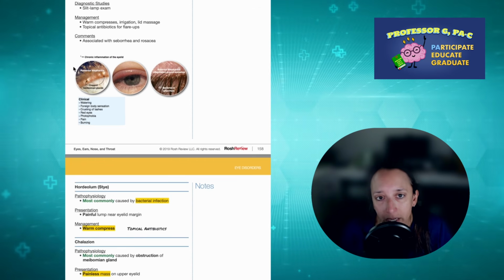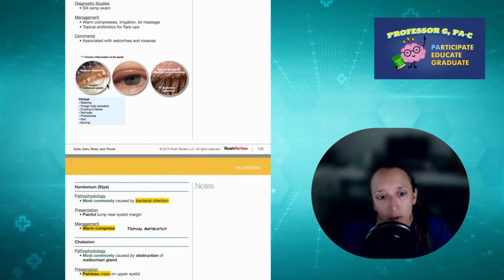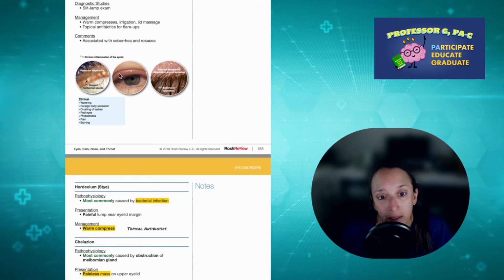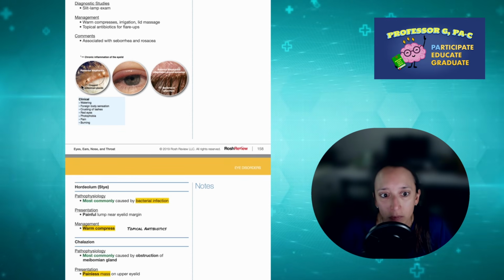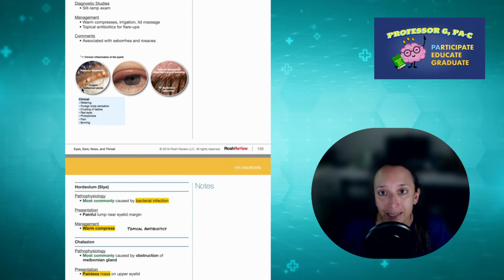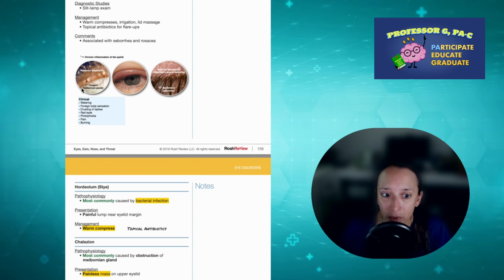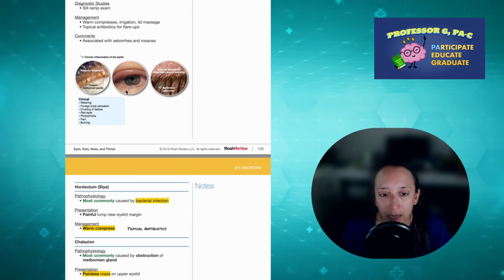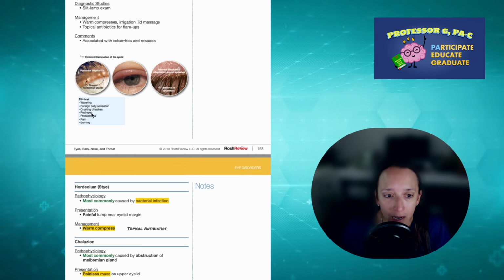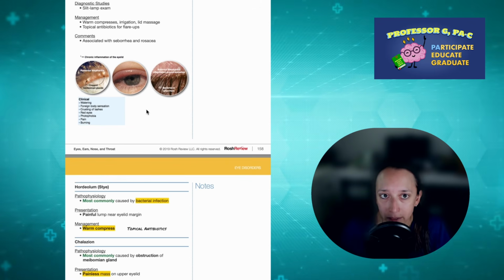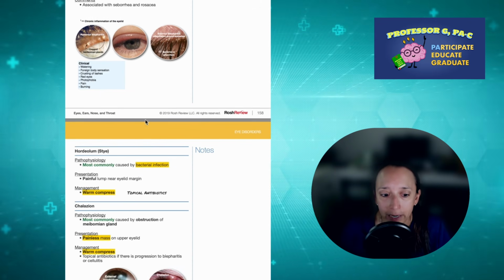Be sure when we look at vignettes for blepharitis, they're going to mention things about the eyelid margins being red, inflamed, and they'll often mention that the eye itself or the conjunctiva is not red and not inflamed, just to help you differentiate it from like pink eye, although you can get some red eyes with blepharitis.